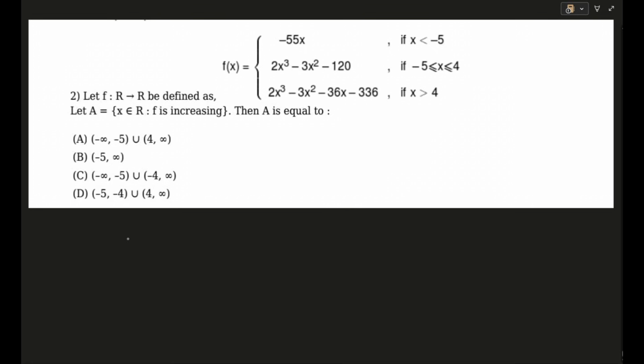Okay, so guys, moving on to the next question for today. So this will be the next question, and I guess this involves increasing decreasing functions, right? So maybe we have to draw the graph for this.